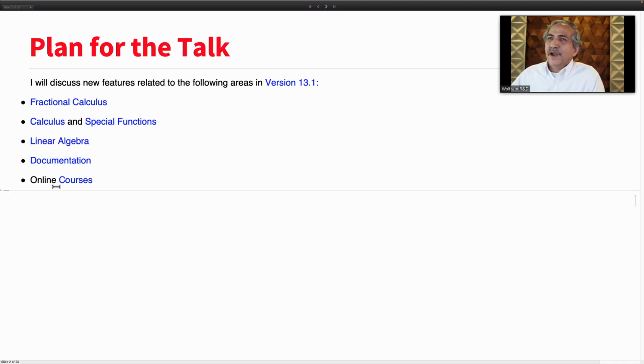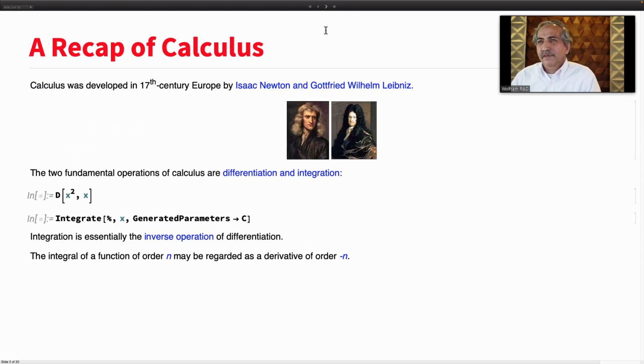Okay, so I'd like to talk about fractional calculus, but even before doing that, I should do a brief recap of calculus itself, the well-loved calculus from high school and college. So calculus, as you know it today, was developed in 17th century Europe by Newton and Leibniz. You can see them over there. And they studied the two big operations, derivatives and integrals.